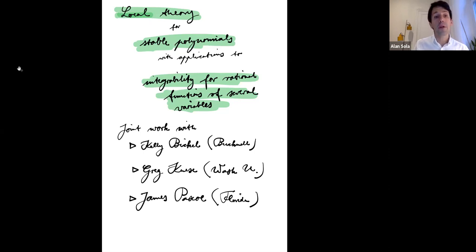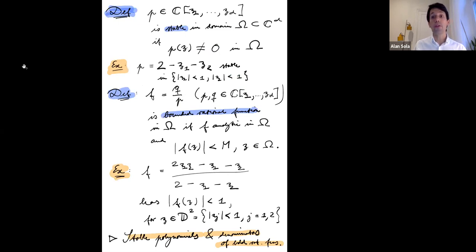So let me start by recalling what a stable polynomial is in this context. We can make it the general definition. If we have some domain in C^d, then we simply say that a multivariable polynomial P is stable in the domain omega if P has no zeros in omega. So later we'll specialize to certain domains of product type, but this basic definition is valid for any domain.